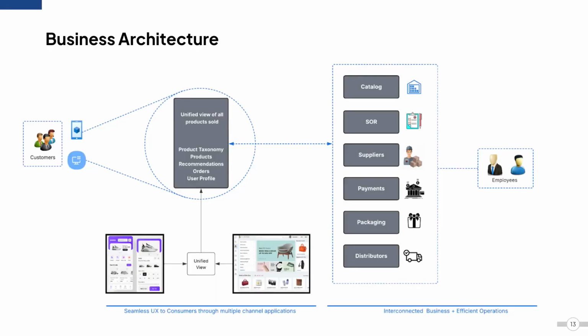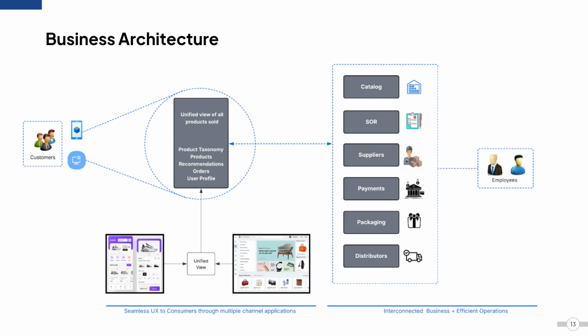So let's look at the business architecture. This is a fictitious example of an e-commerce platform, right? So for the e-commerce platform, what is your purpose? You need to provide your customers with a unified view of all the products that you sell. And then you need to have a product taxonomy, all the product related details, recommendations, and then you need to create user profiles and finally take orders. This is not an exhaustive list of requirements for an e-commerce platform, and it's a very simplified architecture, but in the real world it can be much more complex than this.